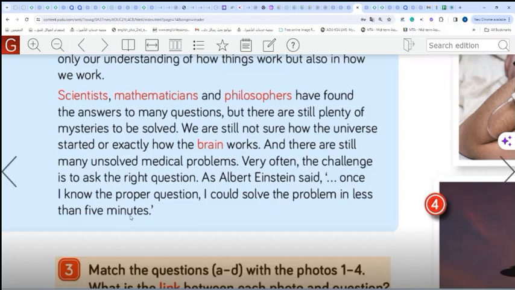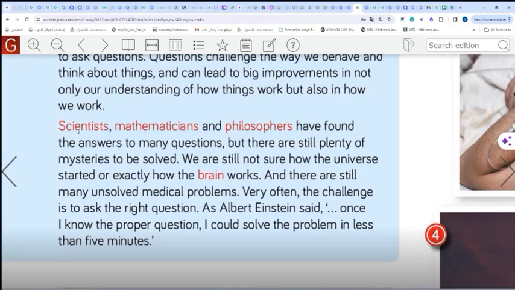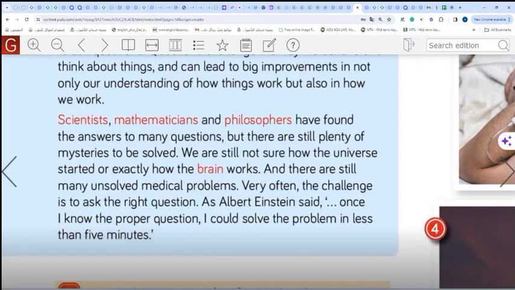Okay, dear students, what do you mean by scientists? عالم. Okay, but here it's a plural now. What about mathematicians? علماء رياضيات. Yes, those who are expert in math. So what about philosophers? فلسفيين. Yes, right. So what do you mean by brain? عقل. دماغ. One minute. عقل. Yes.